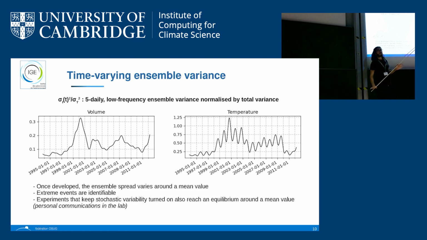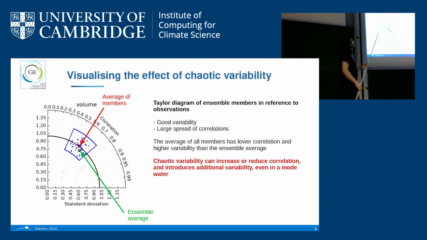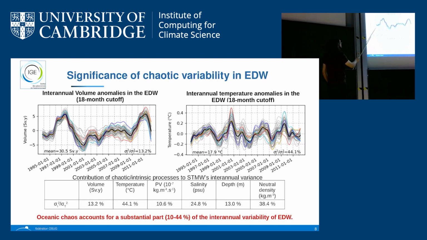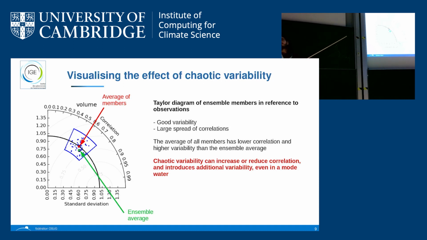Okay, cool. And the Taylor diagram, so the green is the average of all the volumes? No, red is the average of all the points. And the green is the average of all the 18-degree volumes? Yeah, so the green is this thick black line. It's the ensemble average. Okay, yeah. And the red is the average of the blue dots. Okay, cool.